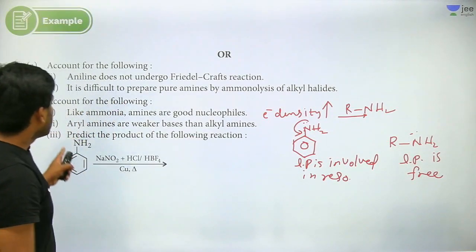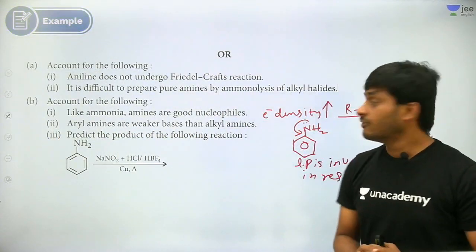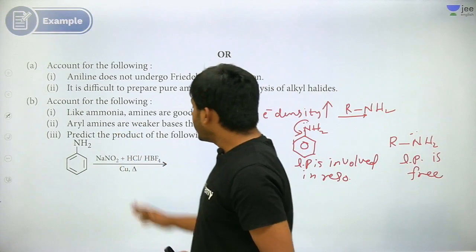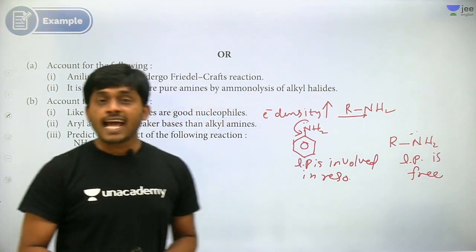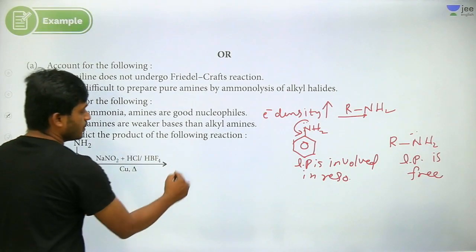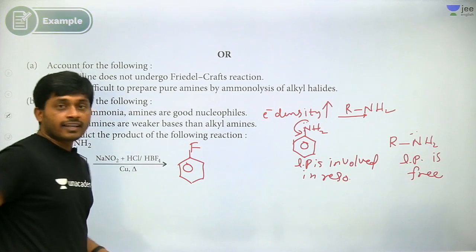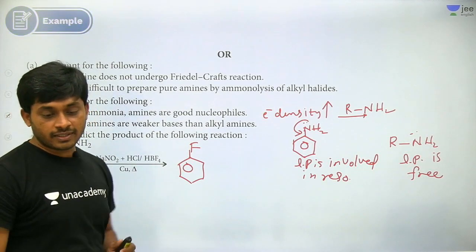Okay, predict the product from this reaction. When aniline undergoes diazotization with HBF4, we get fluorobenzene. Correct? Fluorobenzene is the final product.